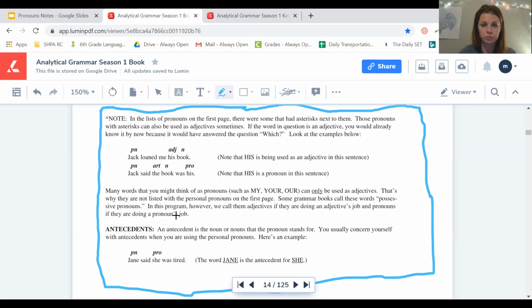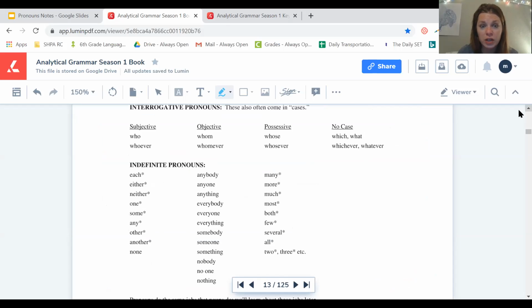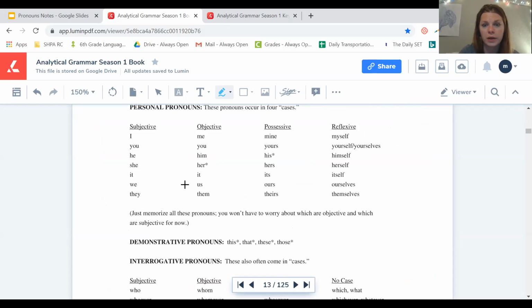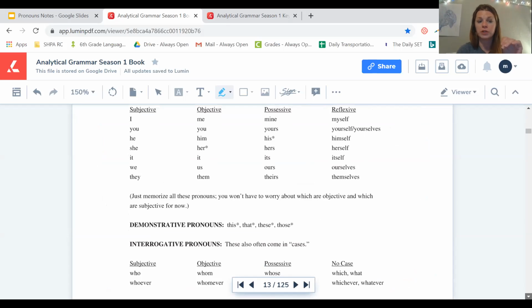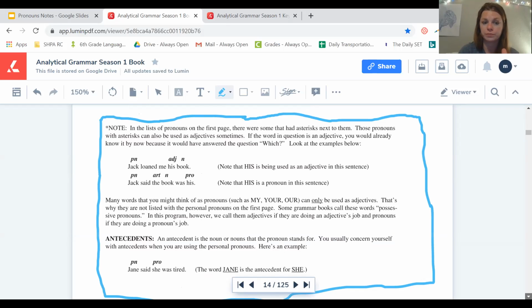place of a noun. Now, back to that adjective conversation, many words you might think of as pronouns, my, your, our, that are listed on the previous page, they can only be adjectives. So if you want, you can go back to those notes and say, where's my? You can actually put a star by it and make sure that you know that that is always an adjective.